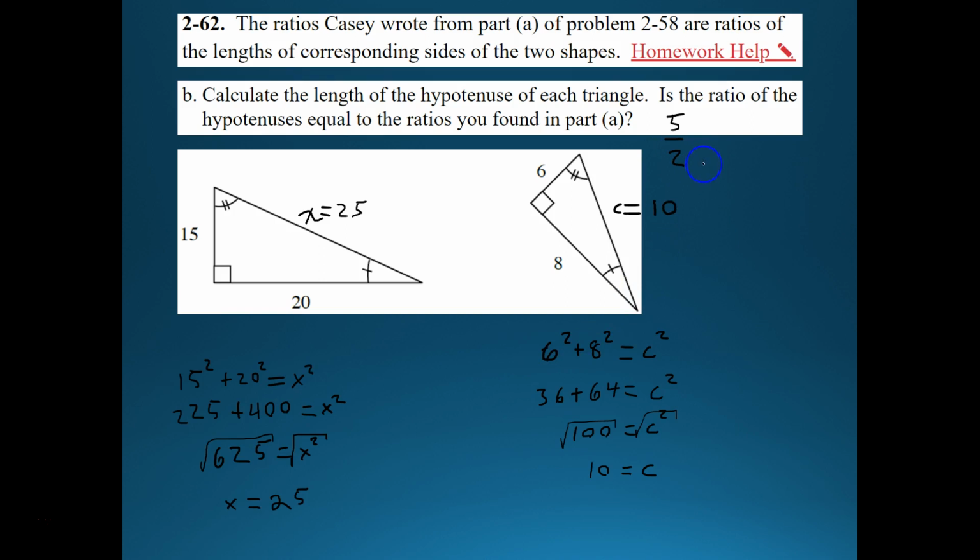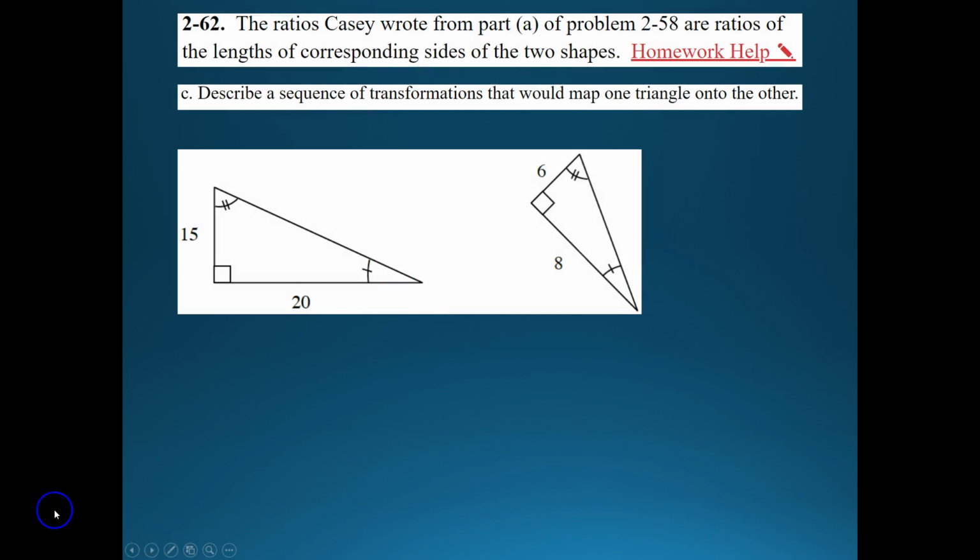So now we ask ourselves the question: calculate the length of the hypotenuse for each triangle, and is the ratio of the hypotenuses equal to the ratio found in part A? That was the 5/2. If we do 25 divided by 10, that reduces to 5/2 if we divide top and bottom by 5. So it does equal the ratio that we found in part A.